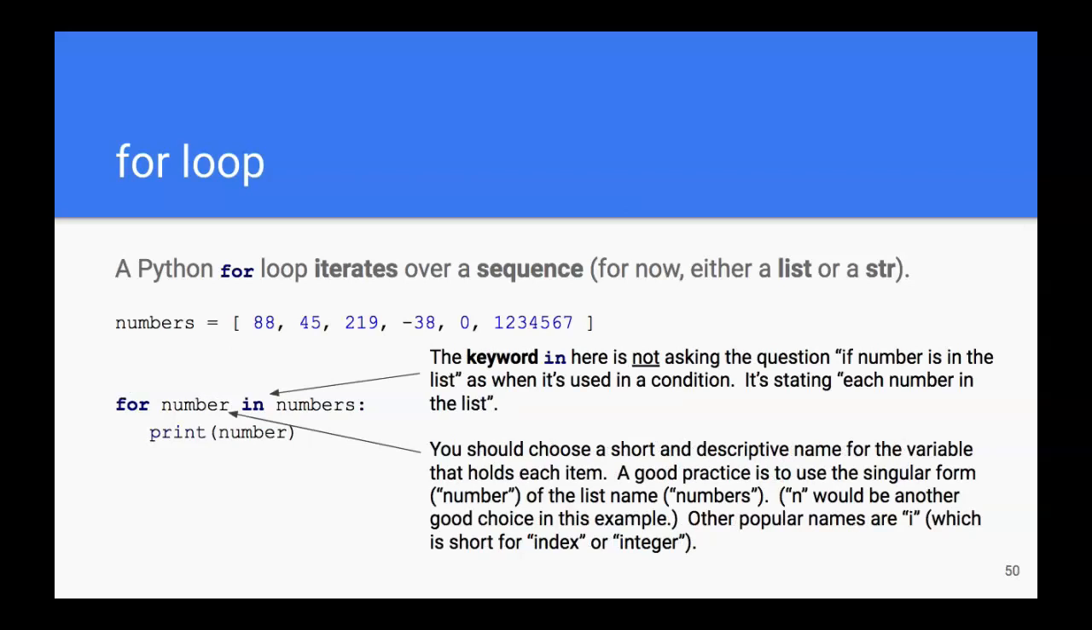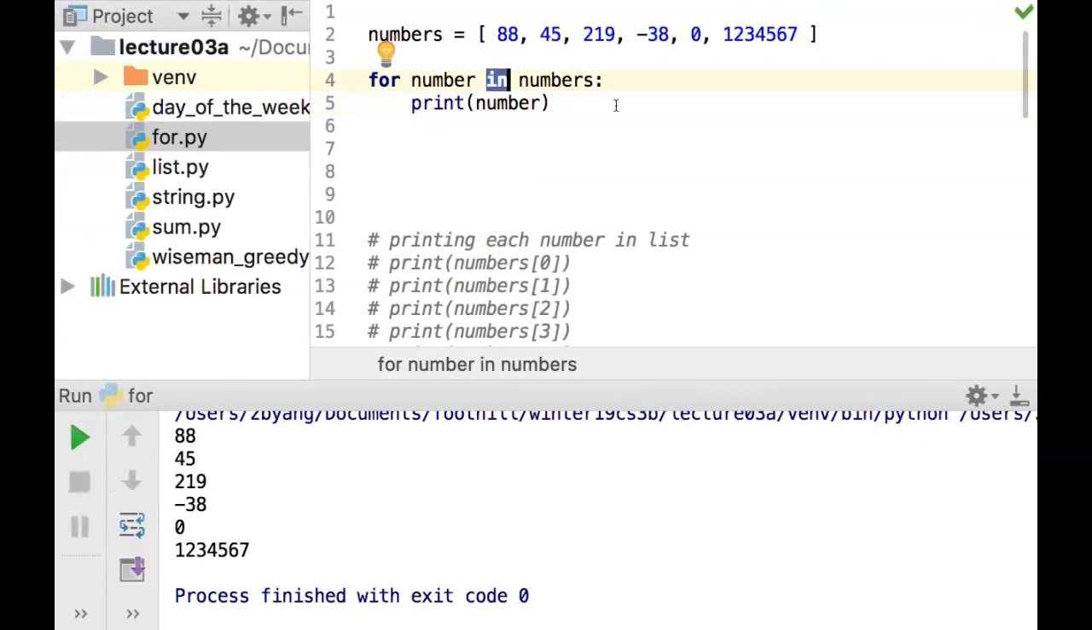Yes, a couple more things to note about this keyword in. I think we saw that last time. We use that in a condition to ask whether a certain number is in the list or whether a certain string is in the list. Well, this is the same keyword in, but it's different. In a condition, the in keyword is asking the question, is an item in the list? In a for loop, the in keyword just basically means we're going through the items in the list one by one. That's all it means.